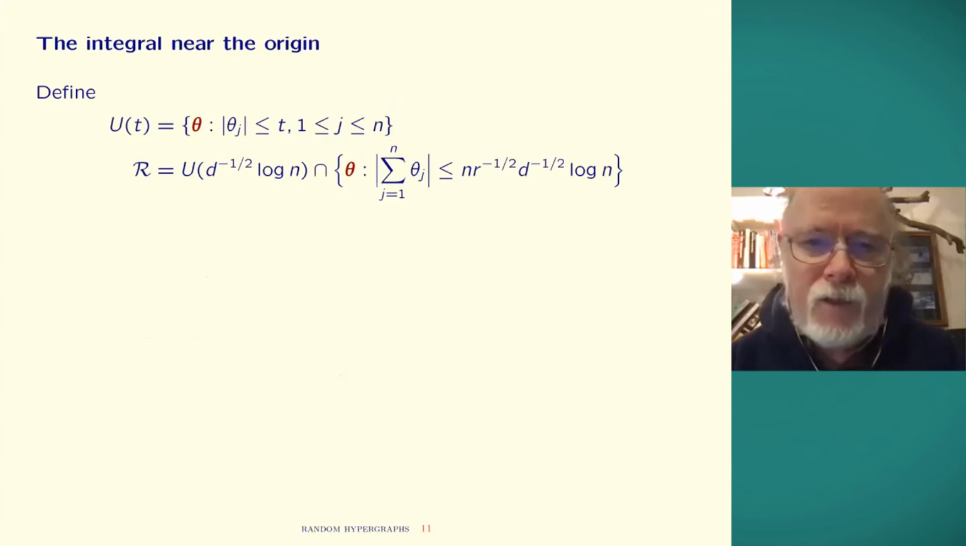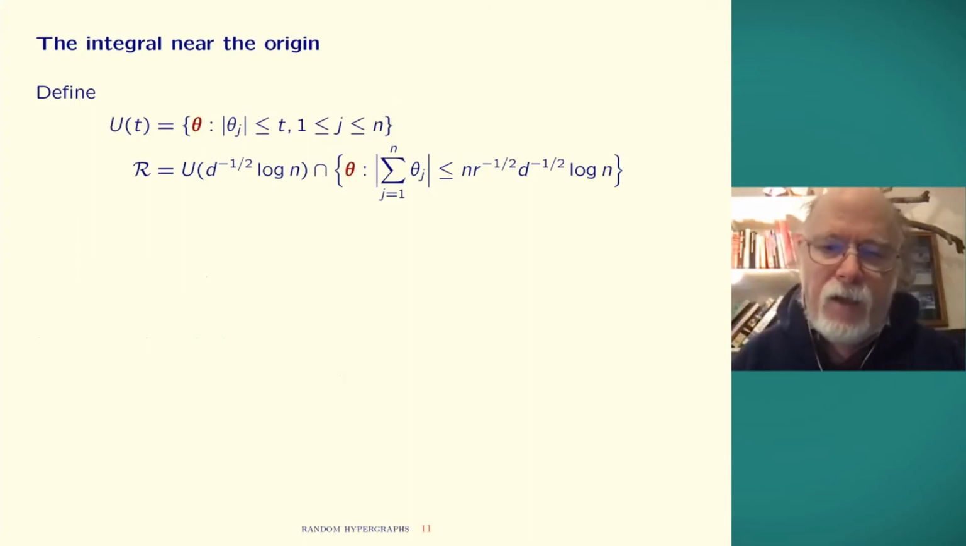So what does close to the point of maximum value? Remember, one of these concentration points is the origin, so we'll use that one. We'll define a thing called U of t. This is a box aligned with the origin, centered at the origin, and it's got side 2t in every direction.